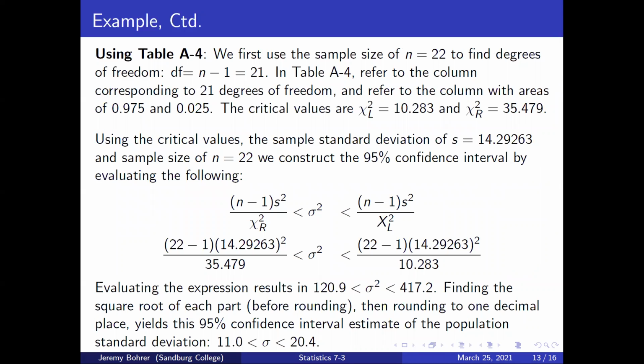Evaluating the expression results in 120.9 is less than sigma squared, which is less than 417.2. Finding the square root of each part before rounding, then rounding to one decimal place yields this 95% confidence interval estimate of the population standard deviation. 11.0 is less than sigma is less than 20.4.